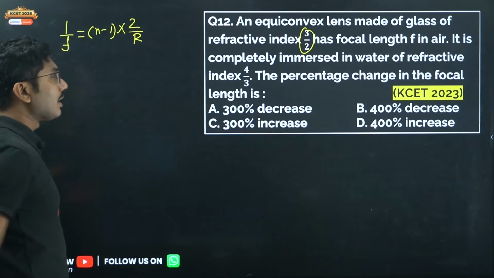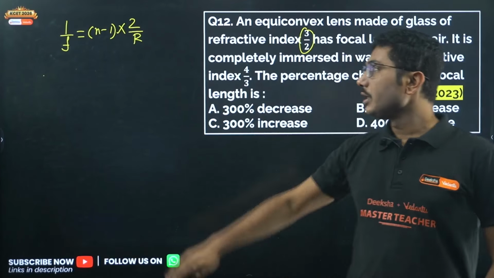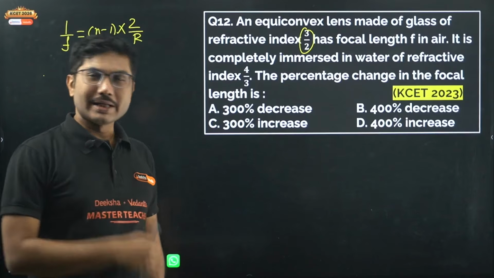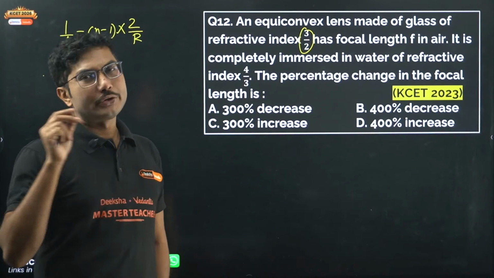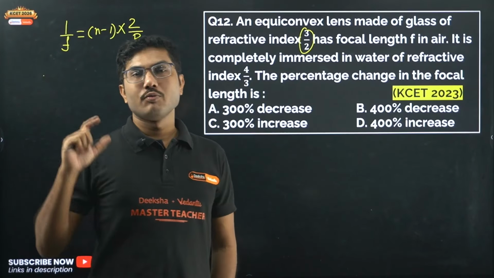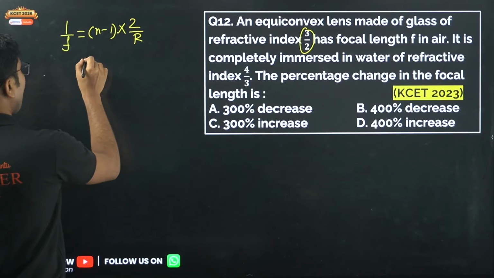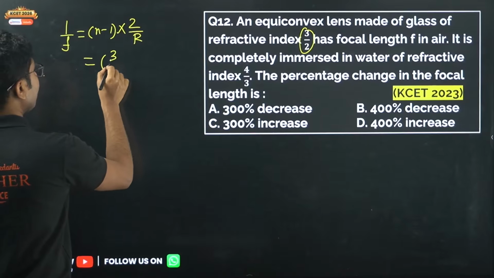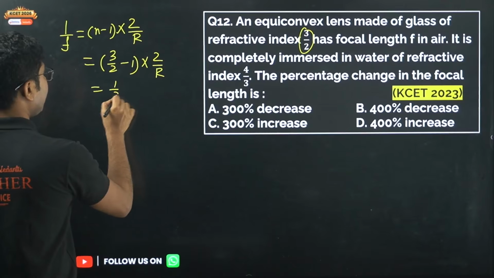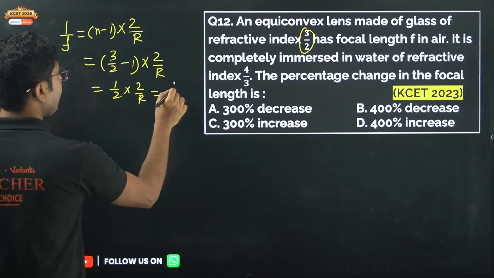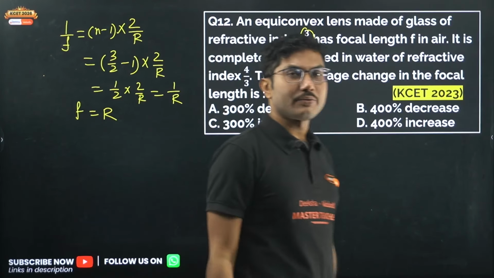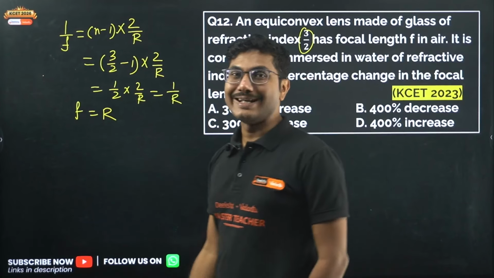For an equiconvex lens, you can directly write 2/r, this is a shortcut. You don't need to do 1/r1 minus 1/r2, then put the sign convention, then take them equal. You can directly write this formula. This is the shortcut formula for focal length for equiconvex or equiconcave. So (3/2 minus 1) into 2/r, or half into 2/r, or it will be 1/r, and focal length comes out to be r. So initially the focal length was equal to the radius of curvature.